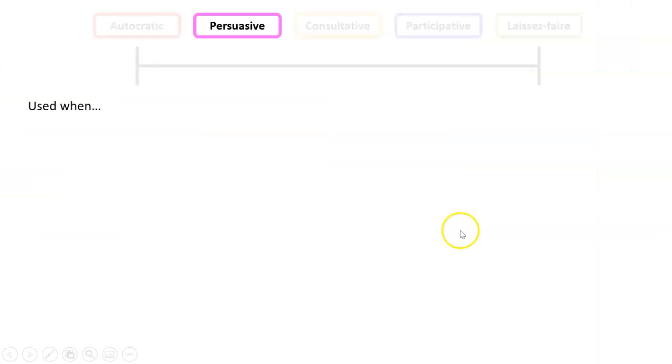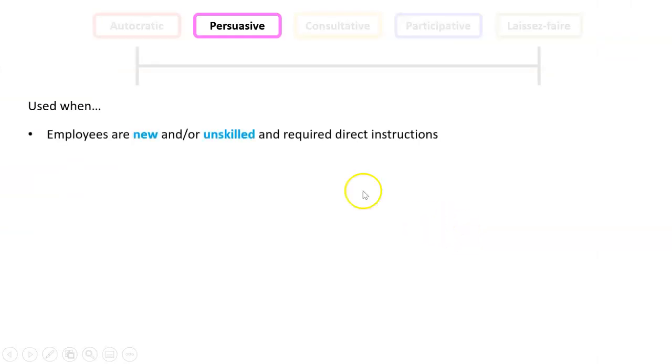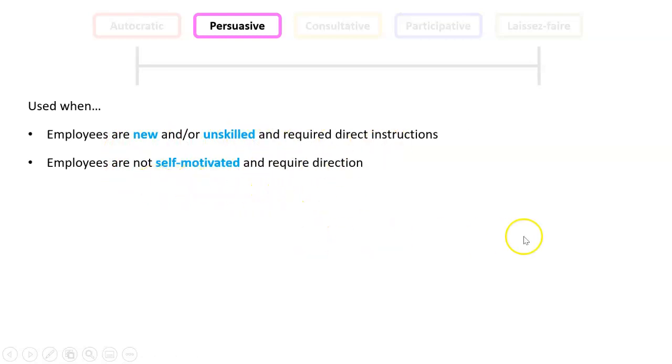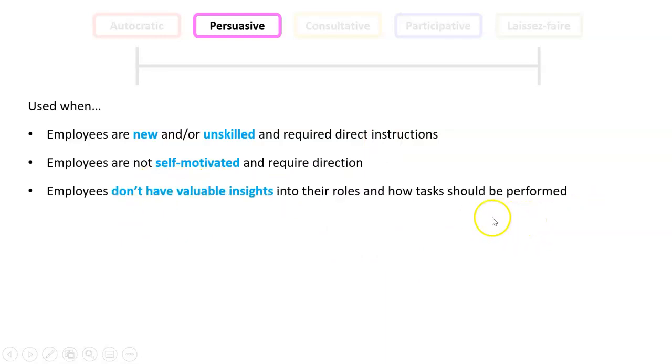So we also need to know when to use it, and it's going to be the same as autocratic. Use it when employees are new or unskilled and they just need to follow directions. Also, when employees are not self-motivated, they might not care about the job or they don't have any leadership and they need direction. Use it when employees don't have valuable insights into their roles. They're just people there to perform a task. They're not really there to think. And there's a lot of jobs like that.